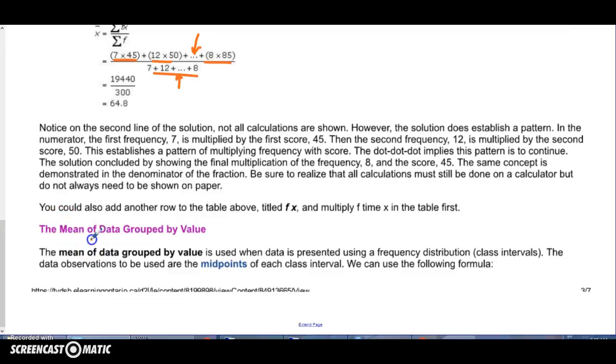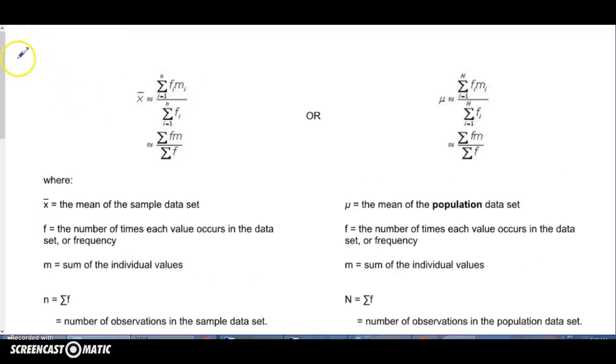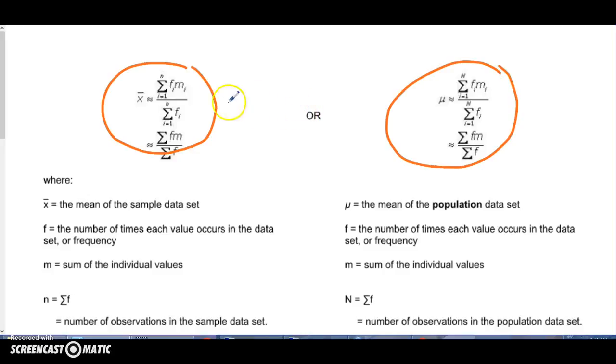If you want data grouped by value, so this is going to get cut off here. The mean of data grouped by value is used when data is presented using a frequency distribution, so class intervals. And then we're going to worry about the midpoints. So what does that mean? That means we're going to do this and this, okay, which might not make sense to you. One really cool thing is this. What we're finding out is the mean and the mean, okay, so again, sample and population, x and mu.